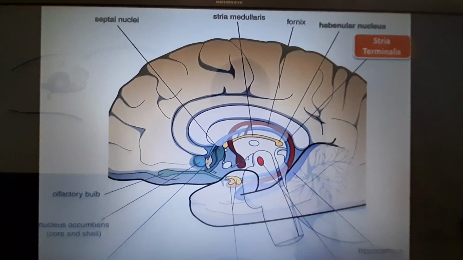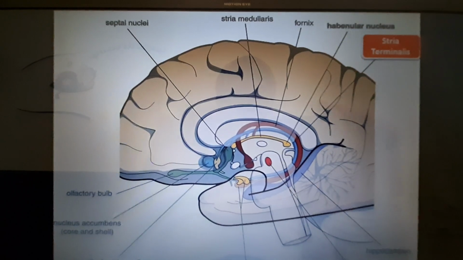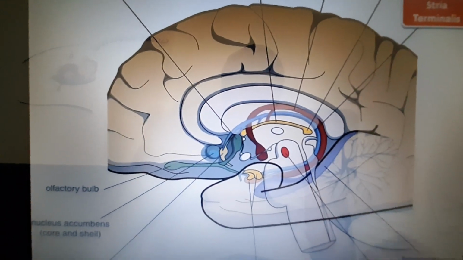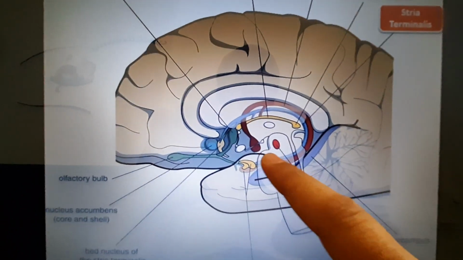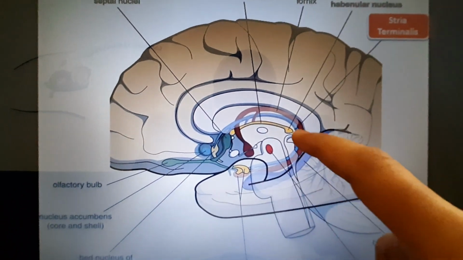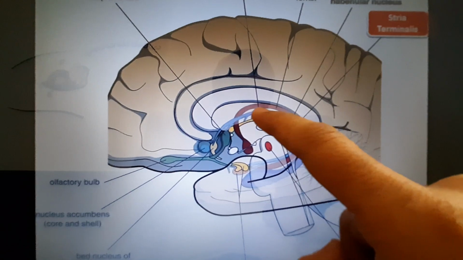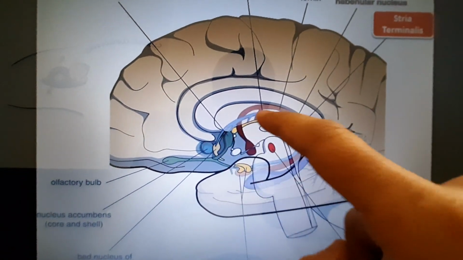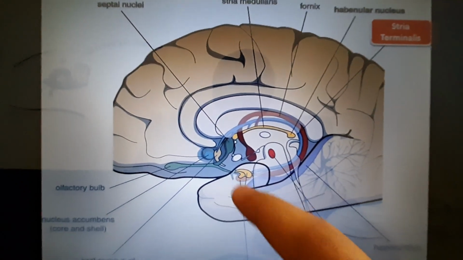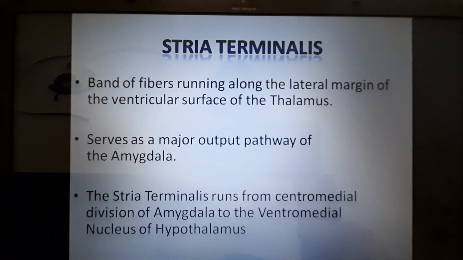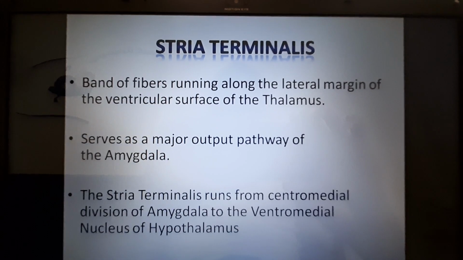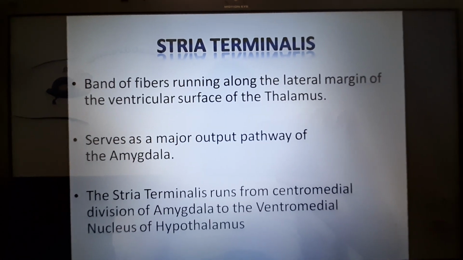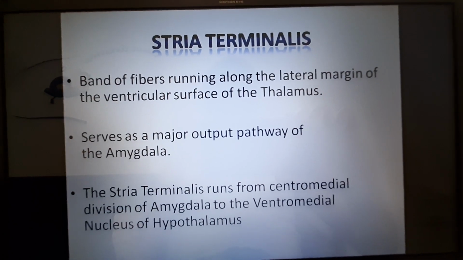A doubt may come to mind as to what this stria terminalis is. We can see this diagram of the limbic system, where you can see a blue colored ring which is occupying the periphery of the thalamus. It is called the stria terminalis. Basically, the stria terminalis is a band of fibers running along the lateral margin of the thalamus, and it is a major output pathway of the amygdala.